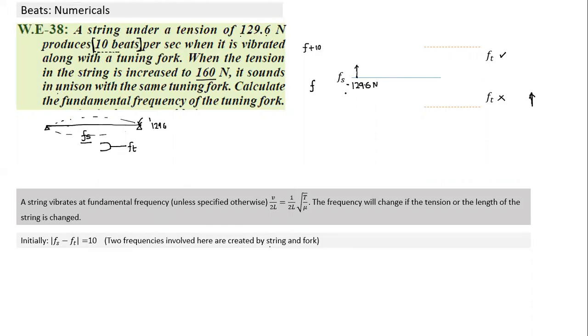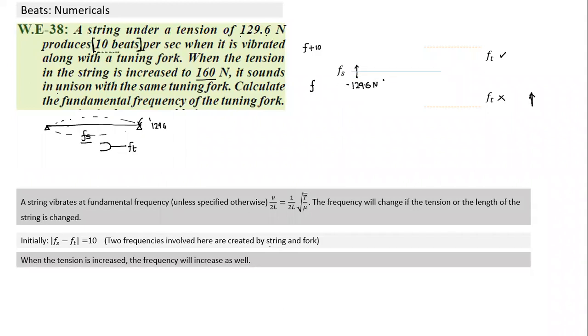So initially, this is the case given 129.6. The string had a particular frequency, and the beat frequency was 10. So either the tuning fork frequency was lower or higher. We have identified these are the two sources. What has happened in the second part? When the tension in the string is increased, what will happen? I know this formula. As the tension is increased, the frequency also will increase. So if we start increasing the tension, the frequency also will increase. And what is found? They start sounding in unison. Sounding in unison means the two frequencies become equal.